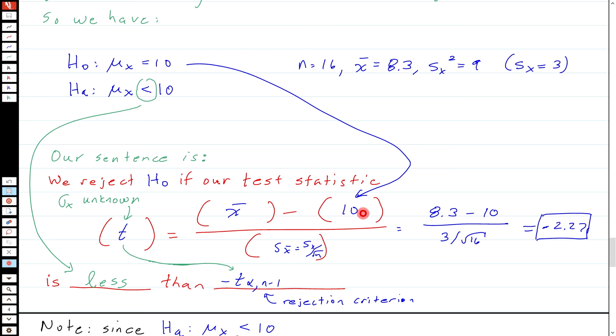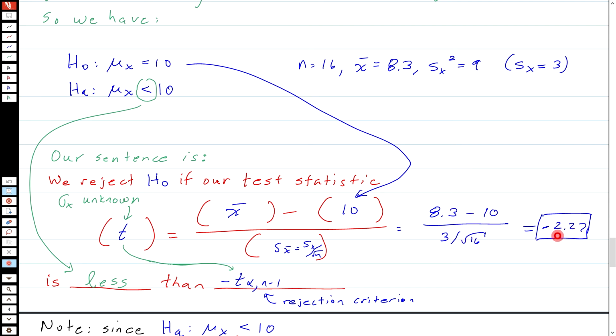Minus, and in this one here, I put the claimed mean of x bar according to the null. And that's 10. So I put 10 in here. And underneath, I get the standard deviation of x bar, which we know is Sx over square root of n. Okay, and that's the sample standard deviation, because the true standard deviation is unknown. I know everything now on the right-hand side. It's 8.3 minus 10 over 3 divided by root 16.